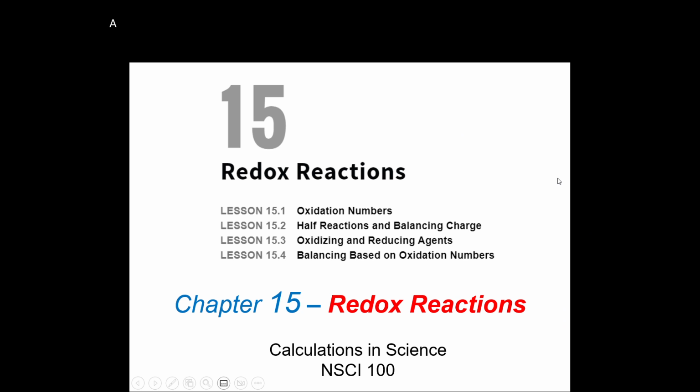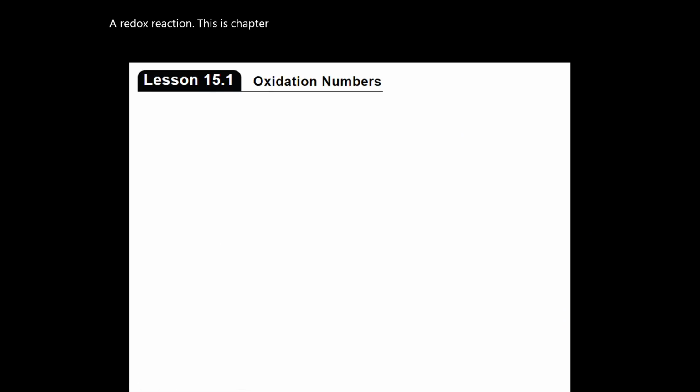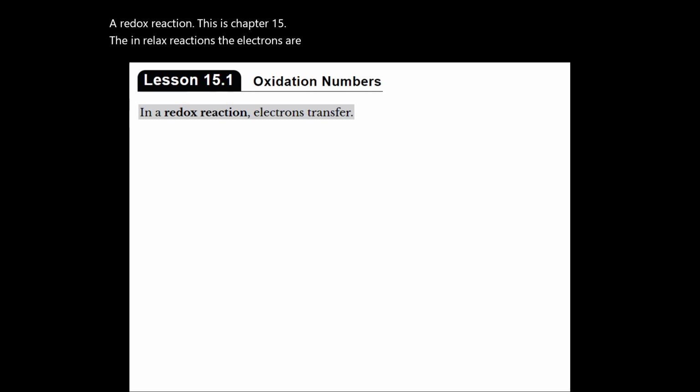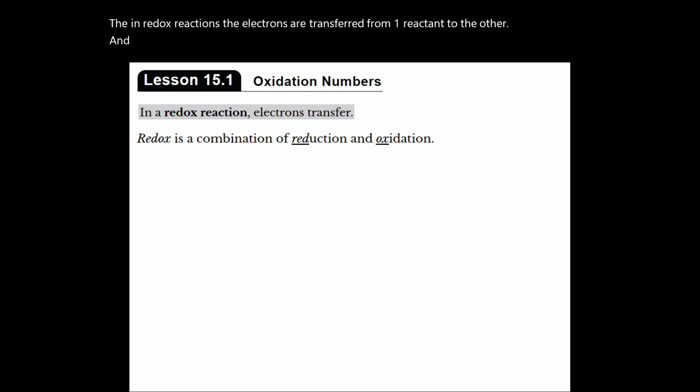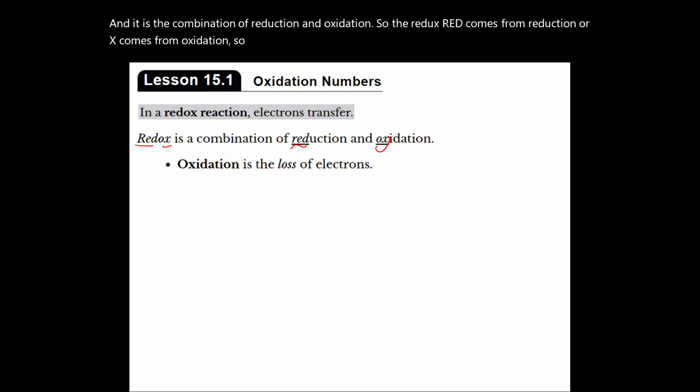Redox reaction. This is chapter 15. In redox reactions, the electrons are transferred from one reactant to the other, and it is the combination of reduction and oxidation. So the redox, RED comes from reduction, OX comes from oxidation. So the combination is redox.